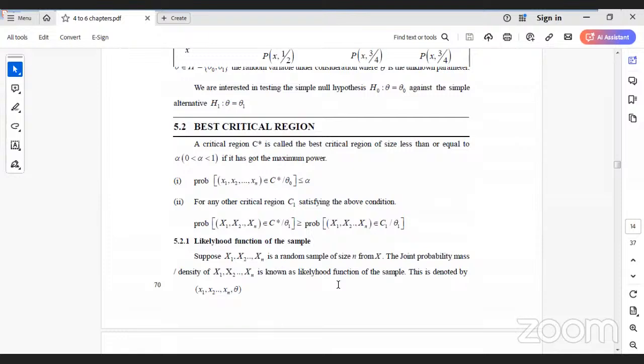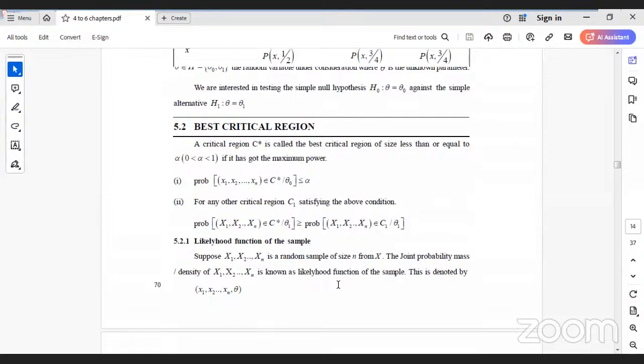A critical region C star is called the best critical region of size alpha, with 0 less than alpha less than 1, if it has the maximum power. That is, the probability that (x1, x2, ..., xn) belongs to C star under theta0 is less than or equal to alpha, and for any other critical region C1 satisfying the above condition, the probability that (x1, x2, ..., xn) belongs to C star under theta1 is greater than the probability that (x1, x2, ..., xn) belongs to C1 under theta1.